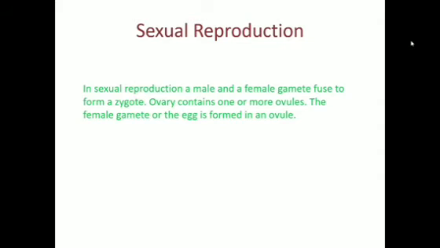Sexual reproduction. In sexual reproduction, a male and a female gamete fuse together to form a zygote. Ovary contains one or more ovules. The female gamete or the egg is formed in an ovule. So, a male and a female gamete mix together to form a zygote. Male gamete is a stamen and female gamete is stigma. Ovary contains one or more ovules. In the next slide, you will see the picture of the male part and the female part.